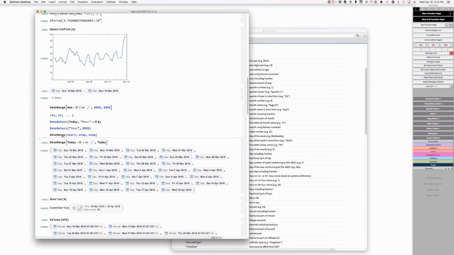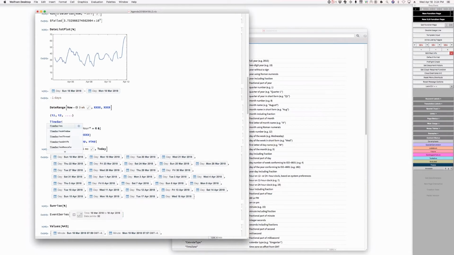Okay, so let's go back. All right, where were we? So we're talking about a piece of functionality we don't have now, which is how to get. Now, presumably, by the way, both date value and date select should work on time series and should select those pieces of the time series. There is a time series select, is there not? No, there is not.